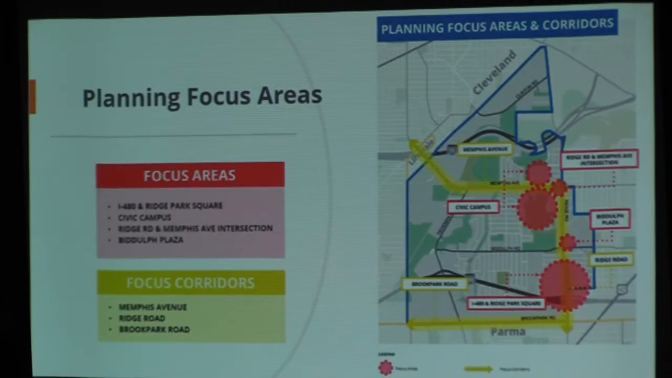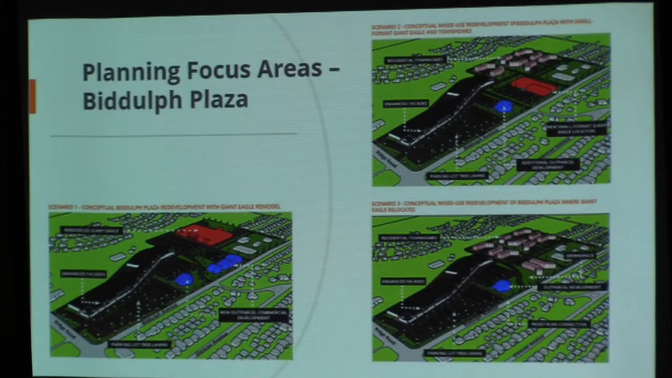and what the potential for their impact can be. So the focus areas were the I-480 and Ridge Park Square area, Civic Campus, Ridge Road and Memphis Avenue intersection, Biddulph Plaza, and then corridors on Memphis Avenue, Ridge Road, and Brook Park Road. And so we're not going to go through all of these, but just want to highlight Biddulph Plaza.